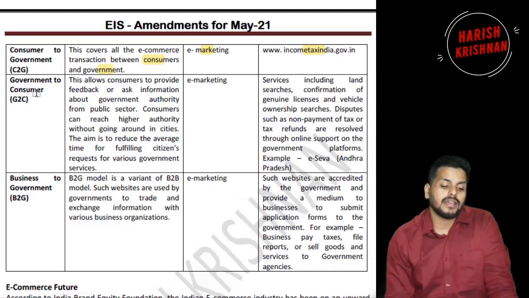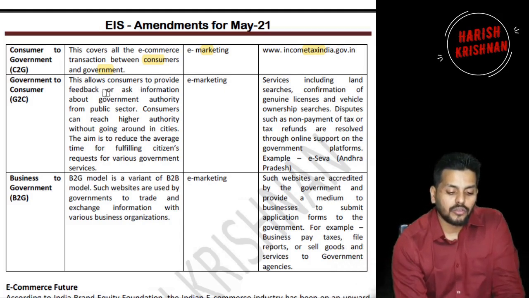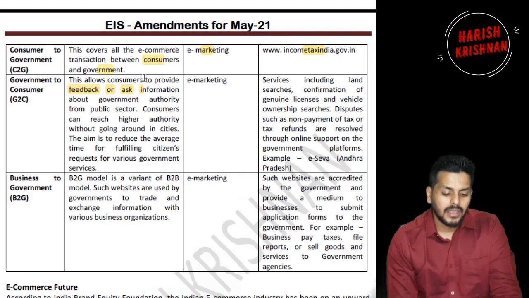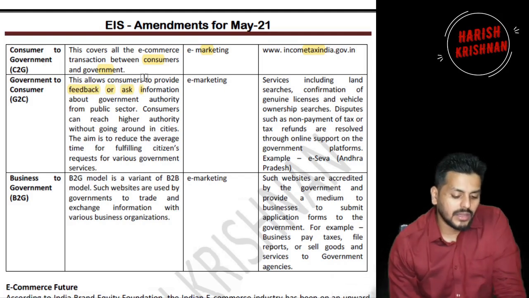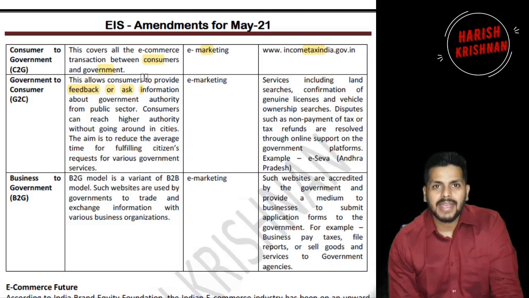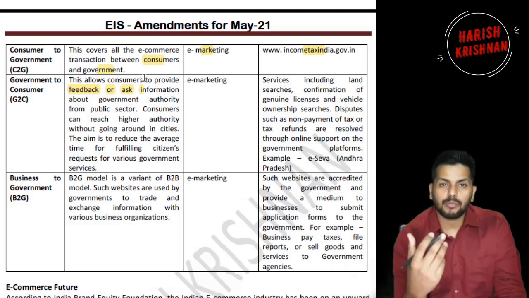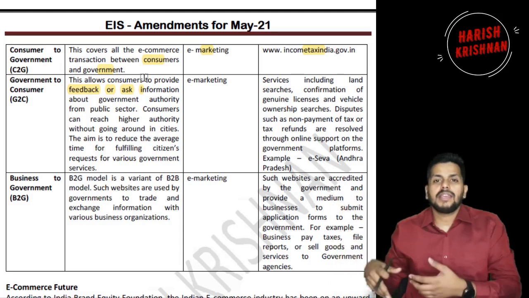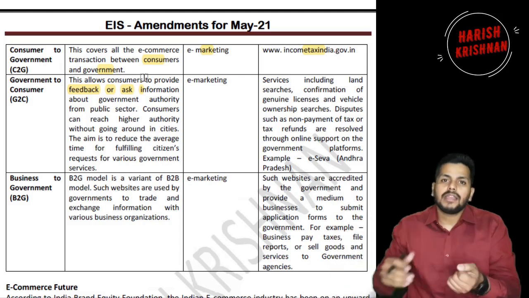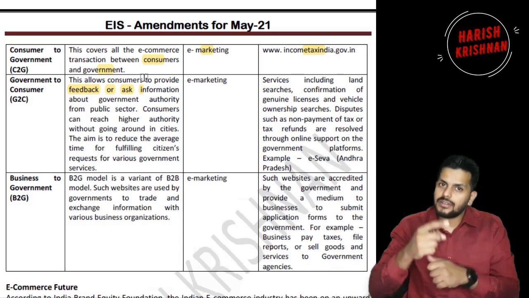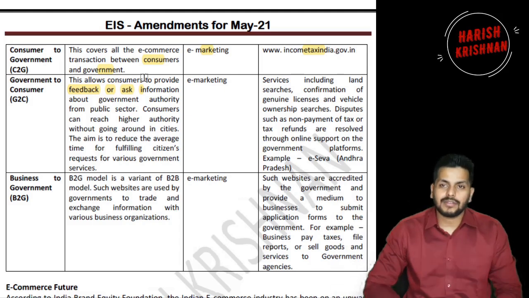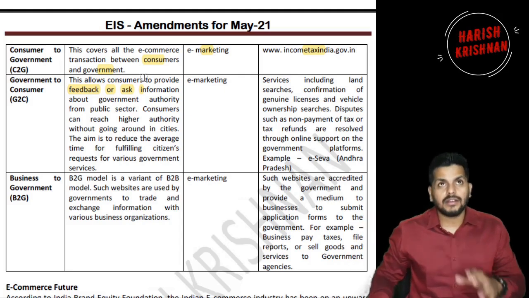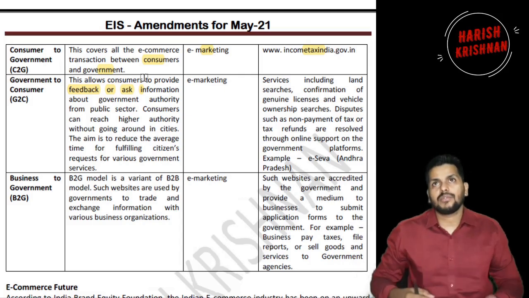Government to consumer is also there, where consumers can provide feedback or ask for information from the government authority or public sector. Consumers can reach higher authority without going around in cities. Now, a lot of apps are made available for the local municipality and all that. For example, if in my street there is any road digging or incomplete work, I can go onto the app, take a picture of that and post it there, and within 24 hours, I don't know how it's in other cities, I am based in Hyderabad, definitely there is a response to such things. I have done that in the past, so that is why I'm telling that.